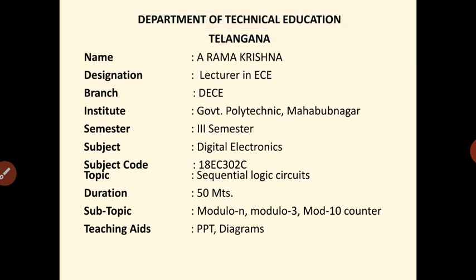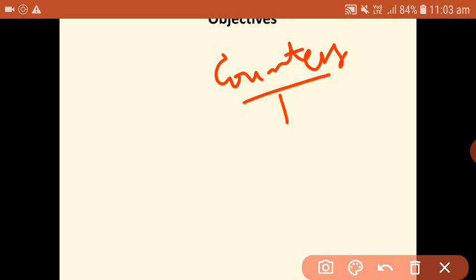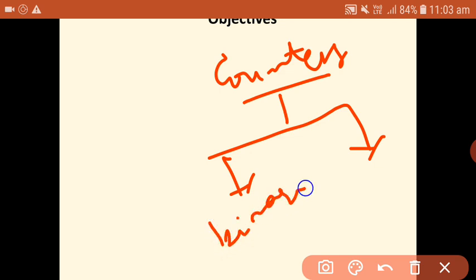In continuation to the lecture, we will also discuss something about modulo n, modulo 3, or mod 10 counters. In general, counters can be divided into two categories. One is binary counters and the other one is non-binary counters.